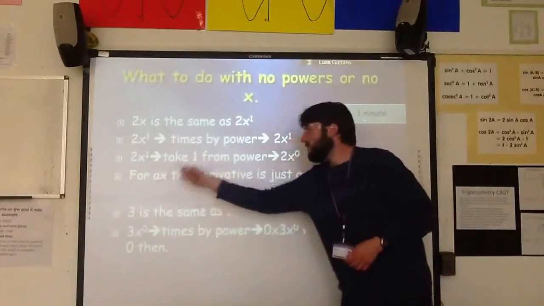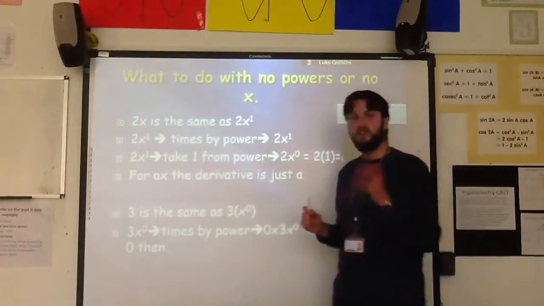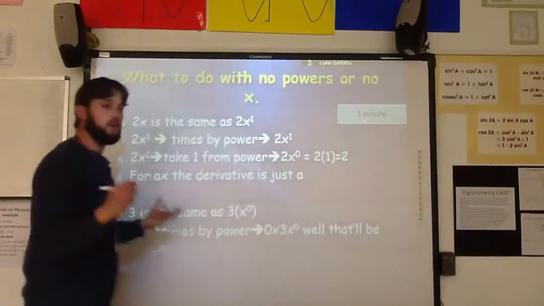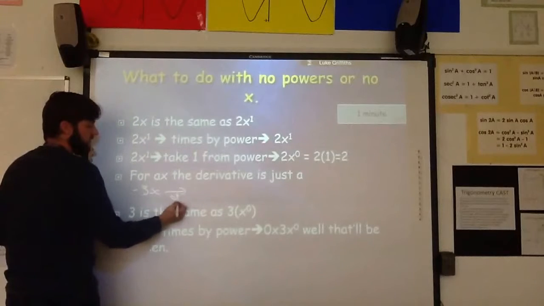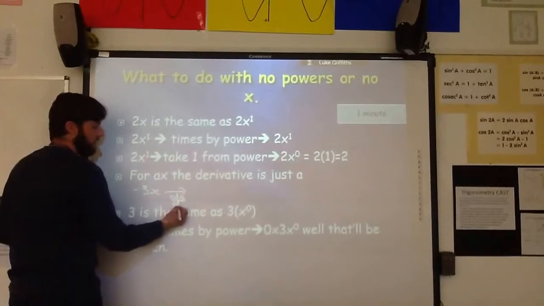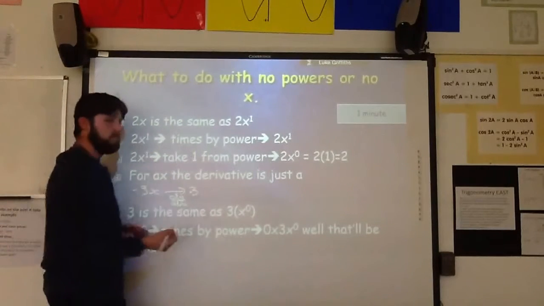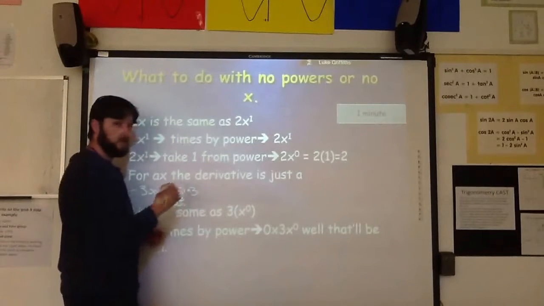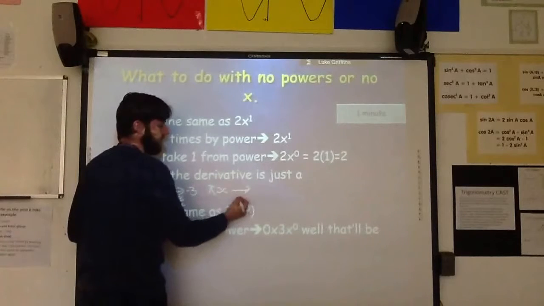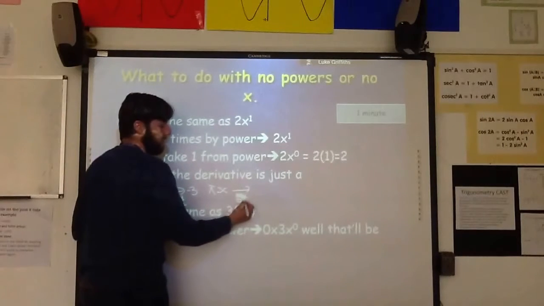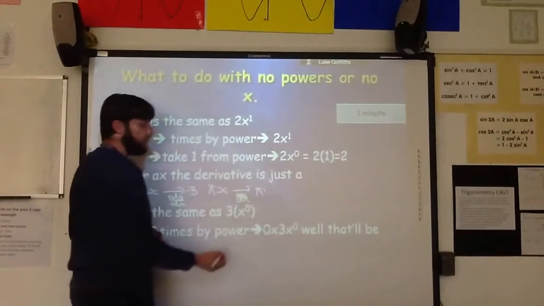So for any number times x, the derivative is just the number, and that works for anything. So I could have minus 3x. The derivative will be minus 3. If I had pi times x, the derivative, the gradient function, would just be pi.